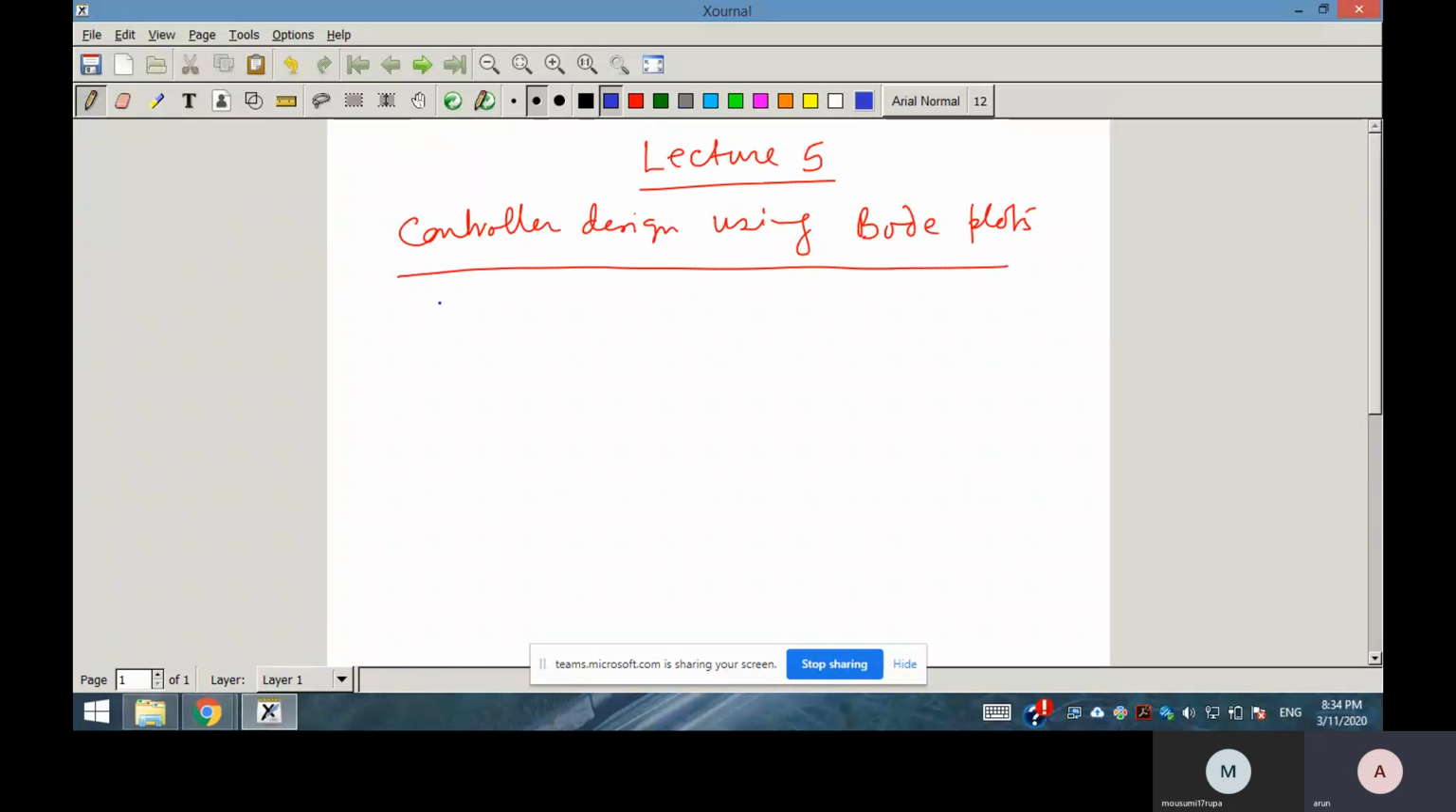So we will be discussing lead, lag and lag-lead controller design. First we will be discussing lead, of course. So simple low order controllers, we will consider first order lag, first order lead, and lag-lead, both first order lag and first order lead. So that's why it is a second order controller.